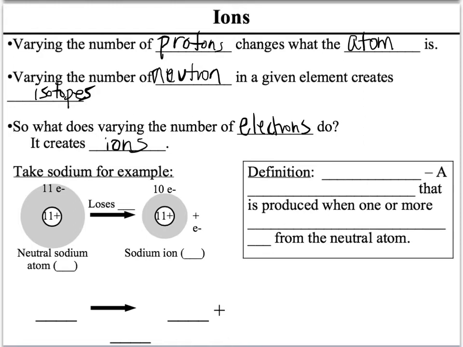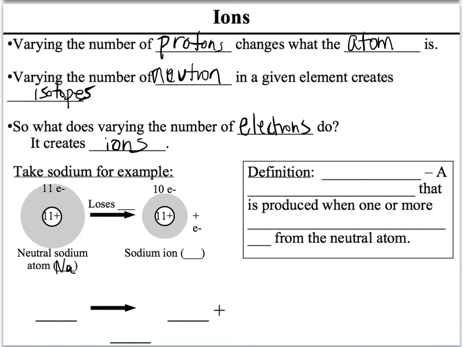So our first example is sodium. Now you'll notice here in the nucleus I have 11 plus, and that's signifying the fact that there's 11 protons in the sodium nucleus. And then I have 11 electrons surrounding the nucleus. This is the neutral sodium atom, and the symbol for that is Na.